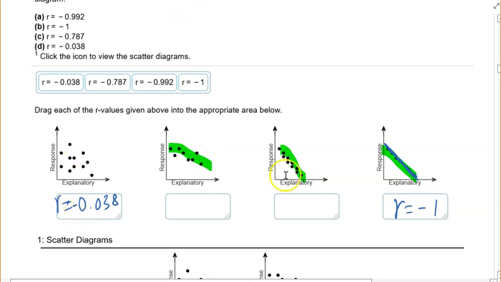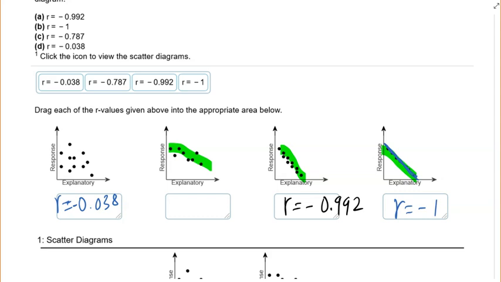All right, now this is more stronger than this one, because see, the dot is pretty close to the line. Here R is close to -1. Therefore R equals -0.992.